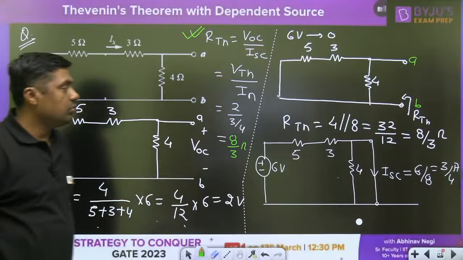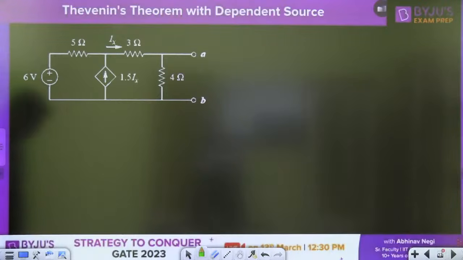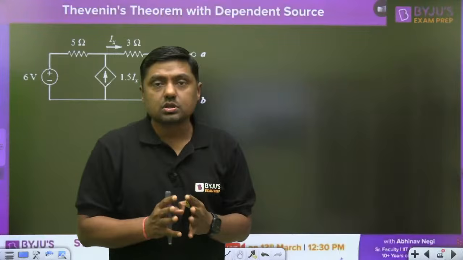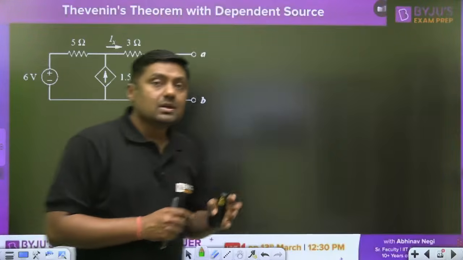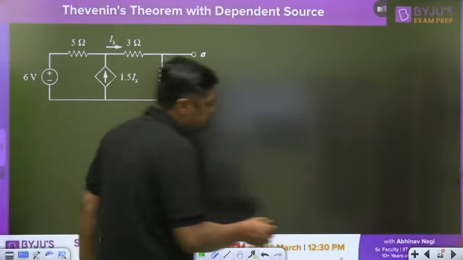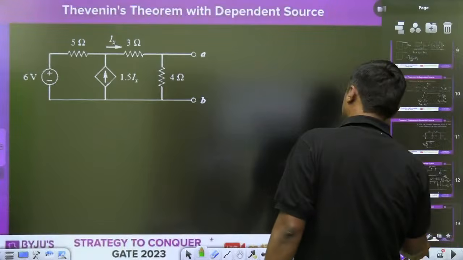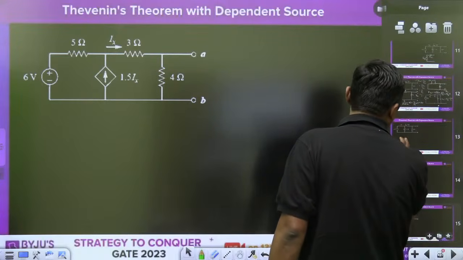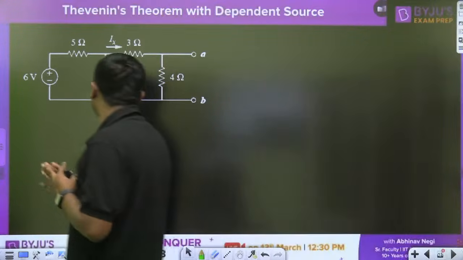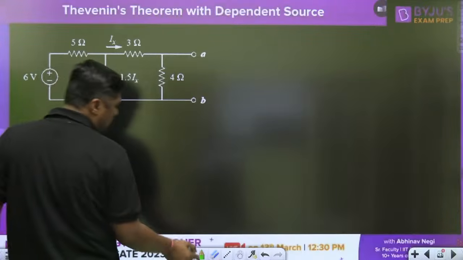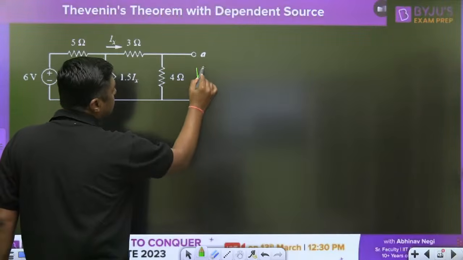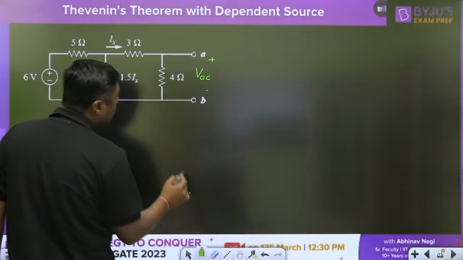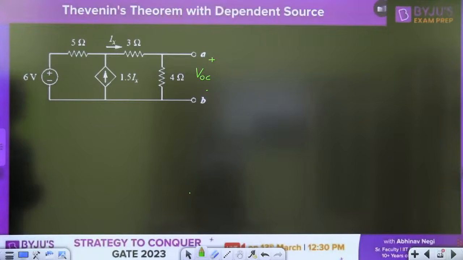Okay. All good. Now, if there is a dependent source, then how to solve this type of question? Simply solve this. Watch this one. First of all, what is the open circuit voltage, what is the VOC here? Now simply VOC means, let's try to understand.